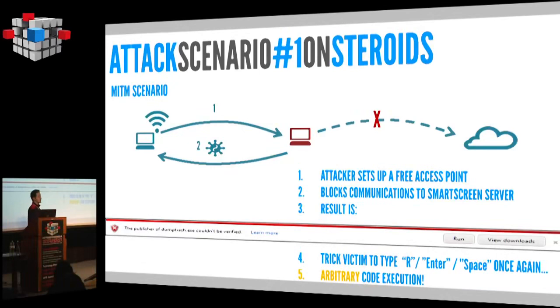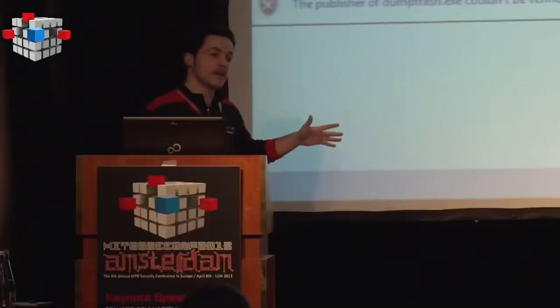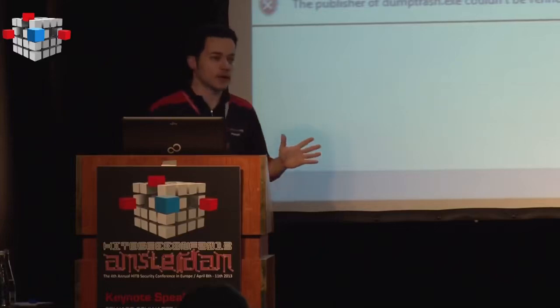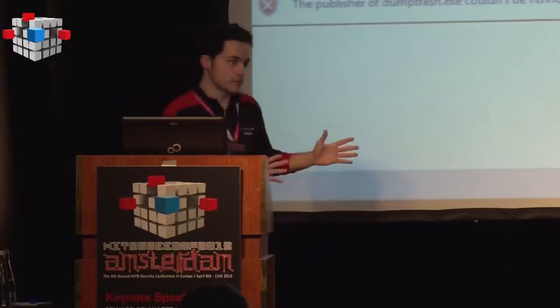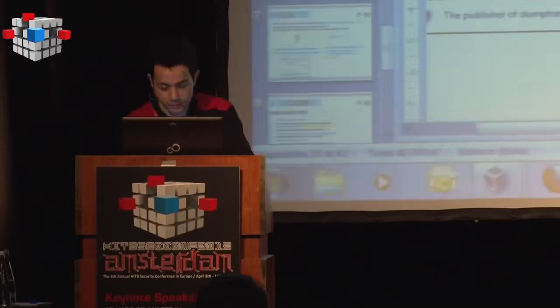But the attacker can hijack any connection and drop any connection to Microsoft. And what is the result? The result is a new notification bar complaining about the fact that it is not able to verify the identity of that executable, but still allowing you to click on the run button. So if you're able to trick your victim to type the R key once again, you're done. And this time it's not normal code execution, it's arbitrary code execution. Let's see that in the demonstration.